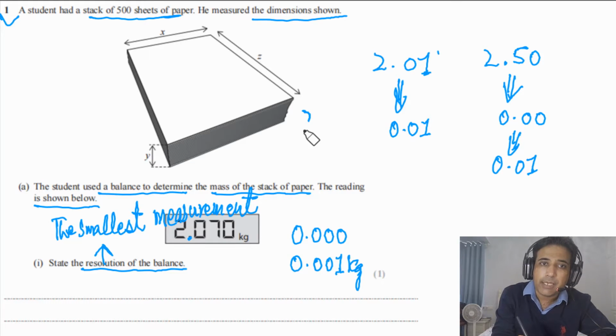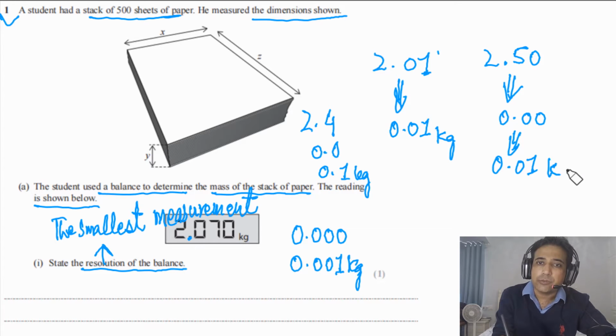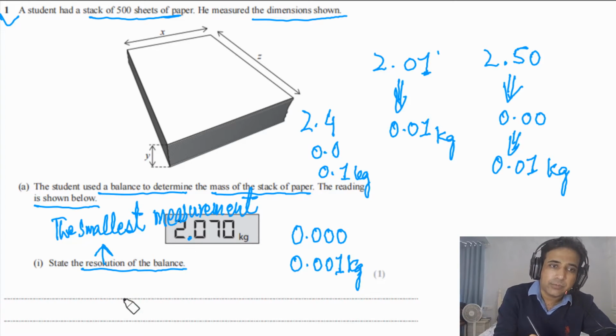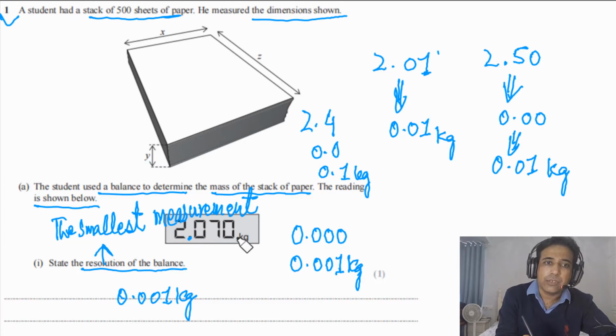If we have another balance and the reading on that is 2.4, what is the resolution of this one? We can simply write 0.0, and for the last digit we write 0.1 if the unit is kg. So this is 0.1 kg, which will be equal to 0.01 kg. So this is how you can determine the resolution. The resolution of the original balance is 0.001 kg. You have to read the unit from the balance.